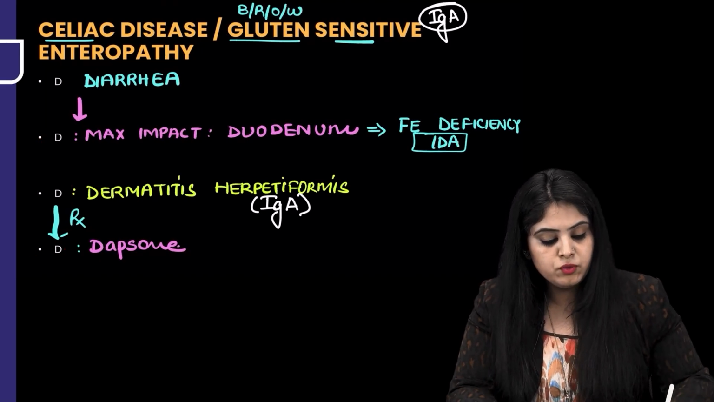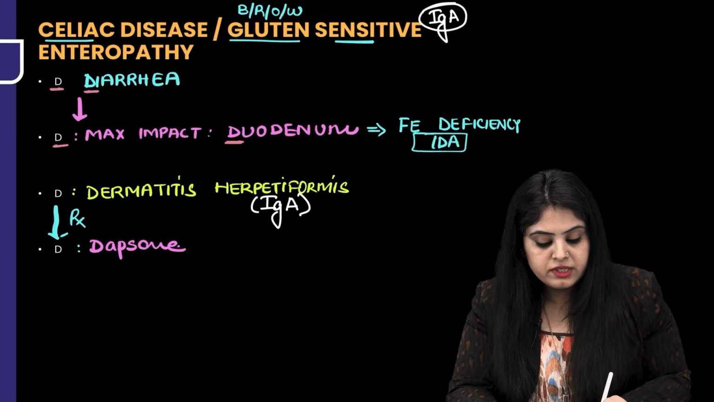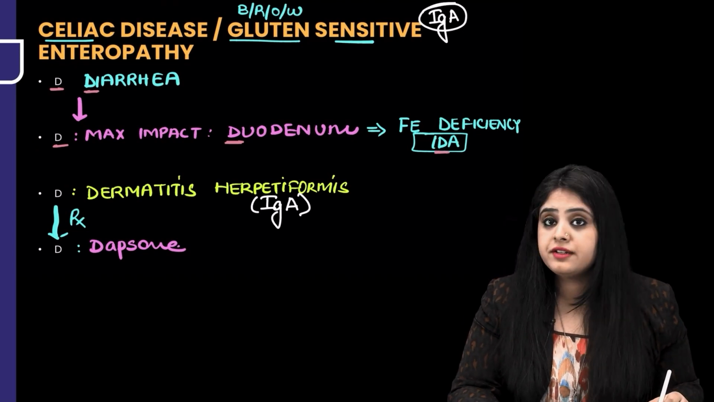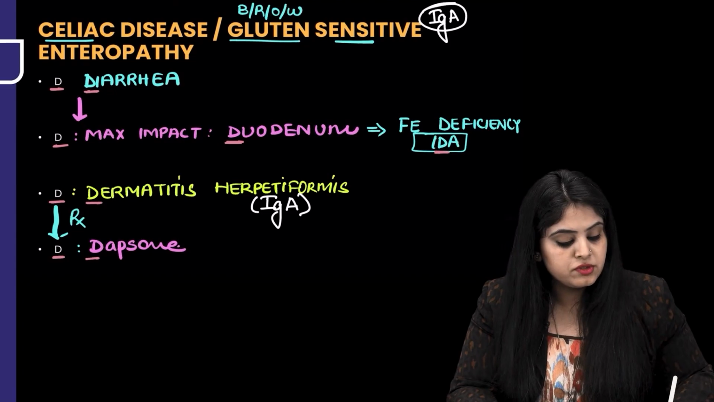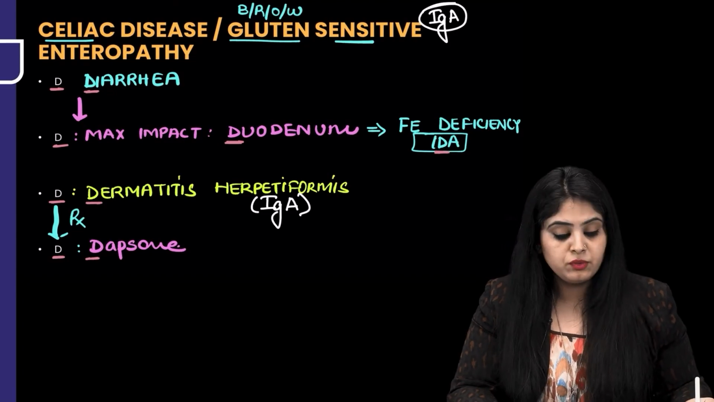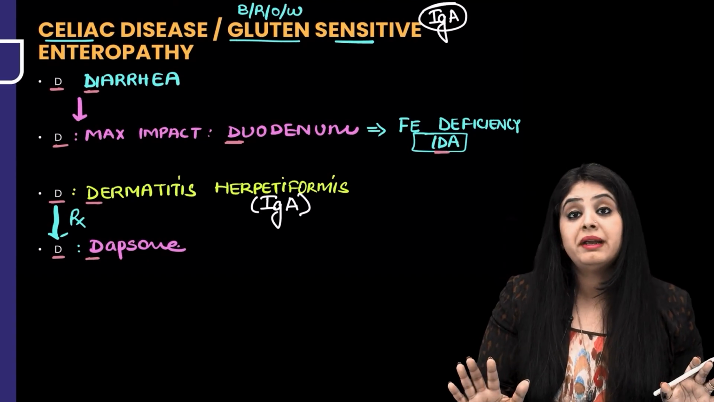Having said that, these are your 4 Ds. Please do a rapid review with me. Patient comes to you with diarrhea. Maximum impact has occurred on the duodenum. That is why which deficiency occurs? Iron deficiency occurs. The skin problem is dermatitis herpetiformis, and for the treatment you will be giving Dapsone. Out of all of these, everything that I spoke about was medicine.